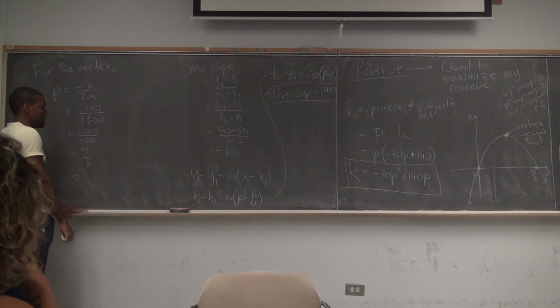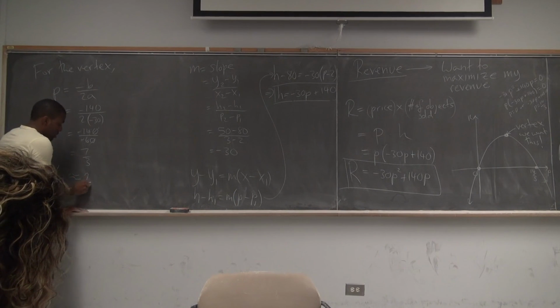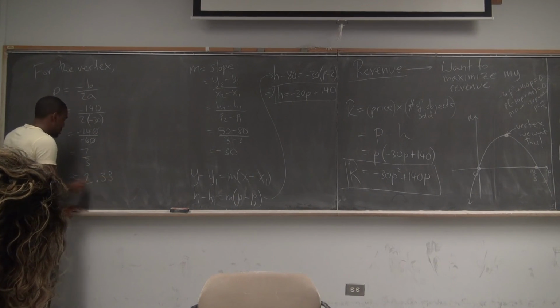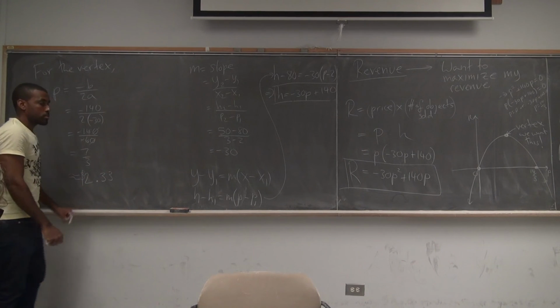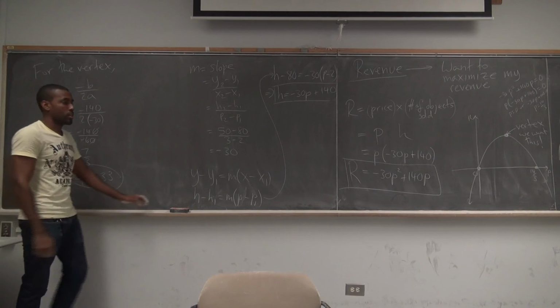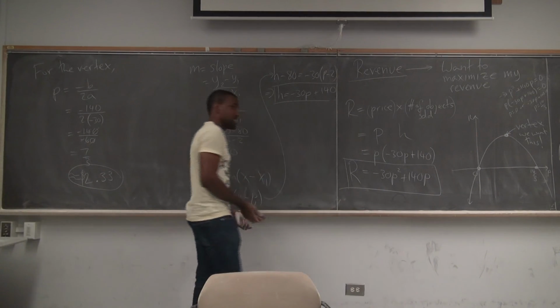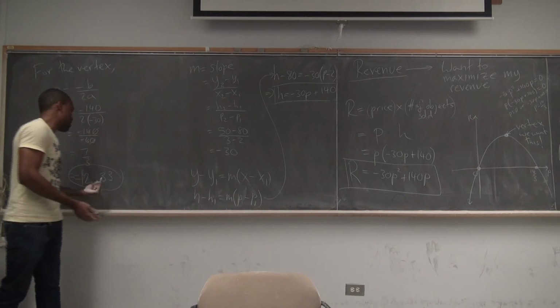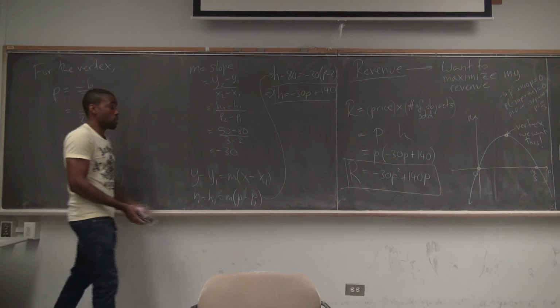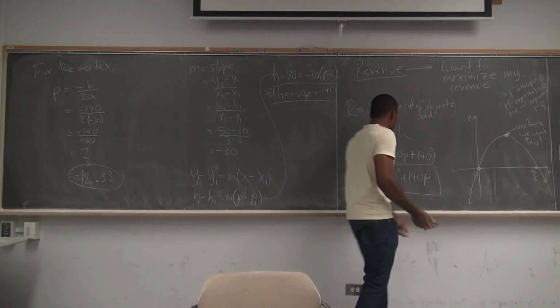Or I could work with dollars and cents. $2.33. That is the best price to sell it. So sell it for $2 or $3, I'm cheating myself. If I sell it for $2.33, according to this situation that I described, that's where I would make the most money. Right?